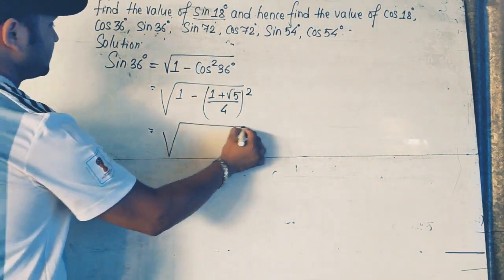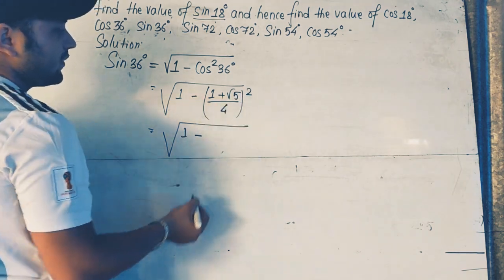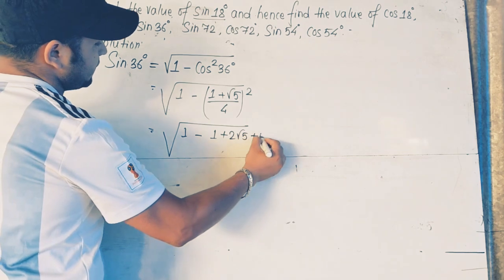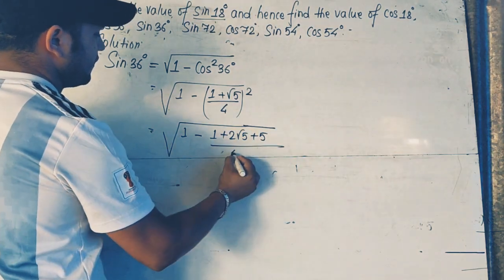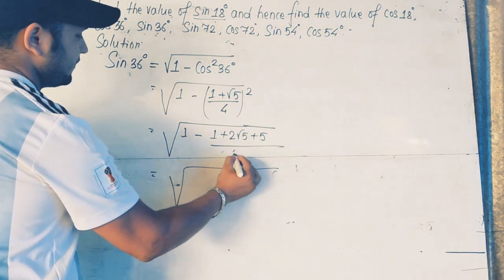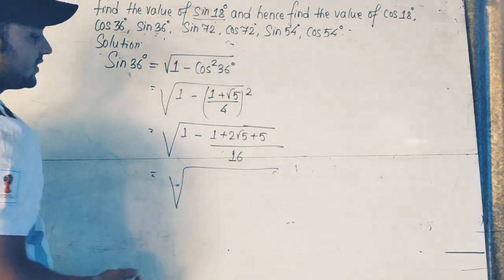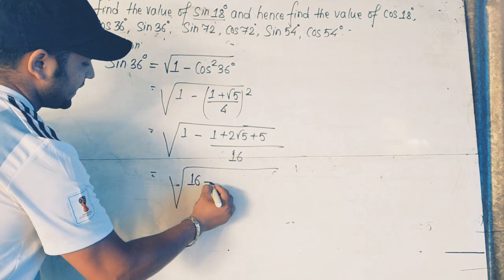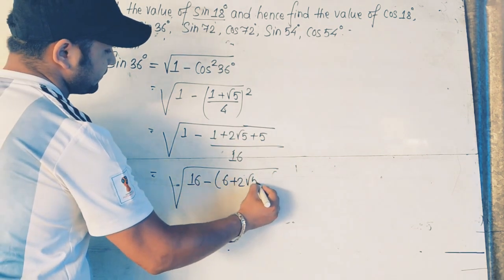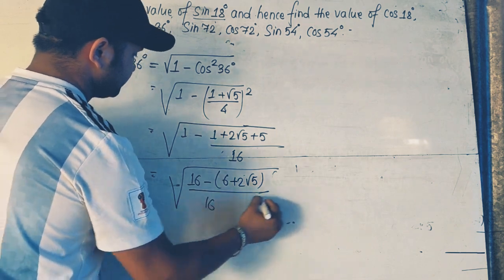Now we will solve it. You can use the formula of (a plus b) whole square: a square plus 2ab plus b square, divided by 4 square. You can also take the LCM. 4 square gives you 16. Here 4 square gives you 16. 1 times 16 is 16, minus (1 plus 5), gives you 6 by 16.